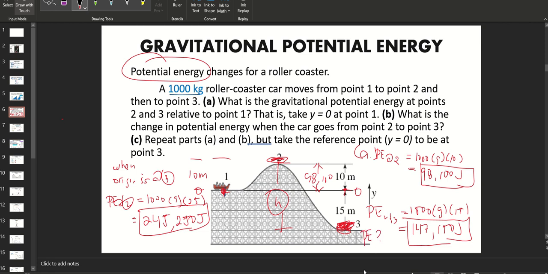Okay, 1, 2, 3, 4, 5. Okay, the answer is 0. The answer is 0. Why? Because again, potential energy is dependent on the position. So when you are at ground level, your potential energy is 0. Okay? So at point 3, the potential energy is equivalent to 0. Okay? So hope that's clear now.